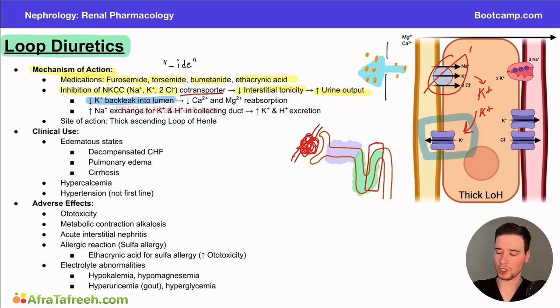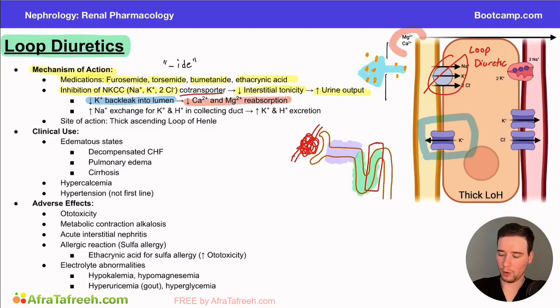However, if we inhibit this channel with a loop diuretic, this process is essentially lost. So we're going to lose this backleak of potassium into the lumen itself. And that's a problem for a couple of reasons. Because losing this potassium backleak results in decreased calcium and magnesium reabsorption as well. Remember these molecules up here that typically would go through the cell paracellularly. Remember, they do not go transcellularly. They're too large of molecules. They go paracellularly, meaning they go between the cells. And the reason they are able to go between the cells typically is because potassium is backleaking into the lumen.